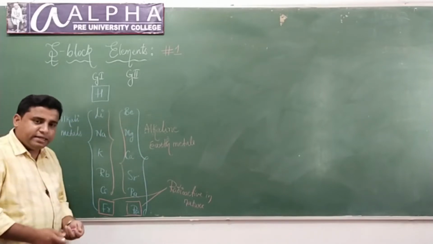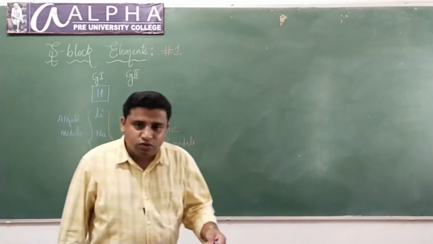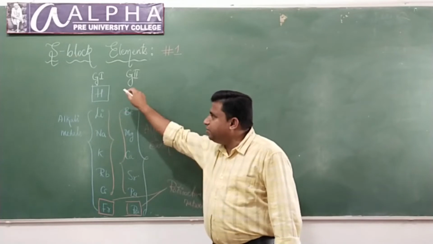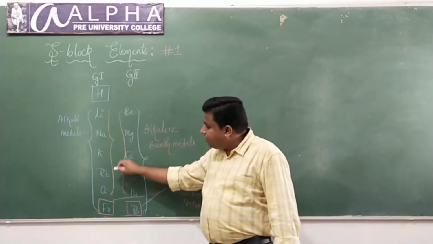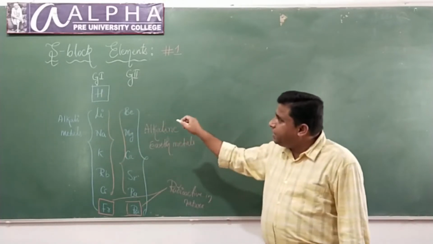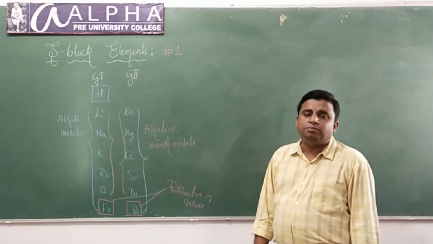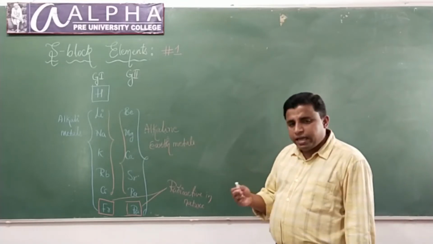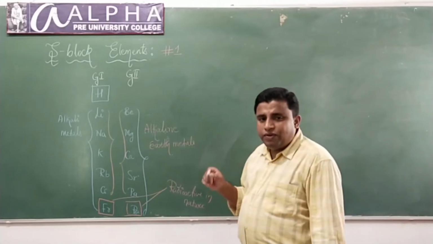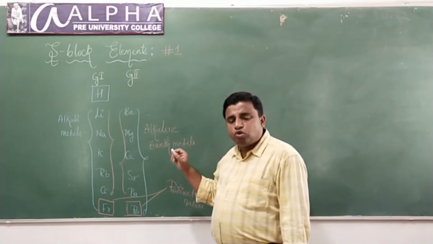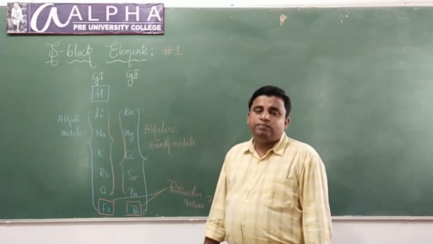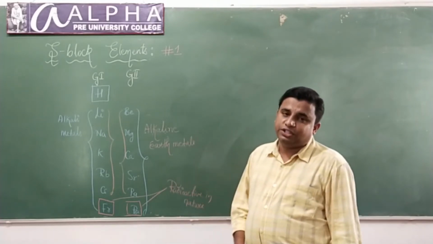So guys, first of all, why are group 1 elements and group 2 elements called S block elements? Why are they regarded as S block elements? Any idea? If I have to call them S block elements, I have to look into their electronic configuration.